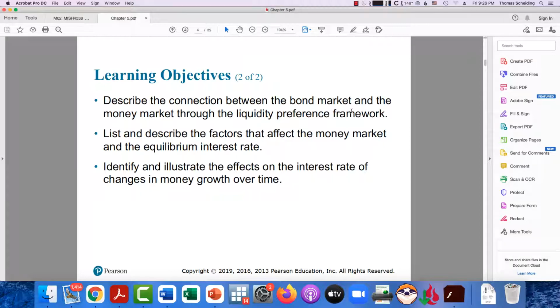Then what we're going to do is look at the other source of where money can be. So money, besides being in bonds, can be in the money market asset class. And we're going to look at the demand and supply for the money market and how movements along those curves and shifts of those curves as well.